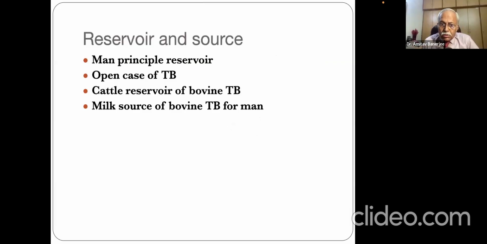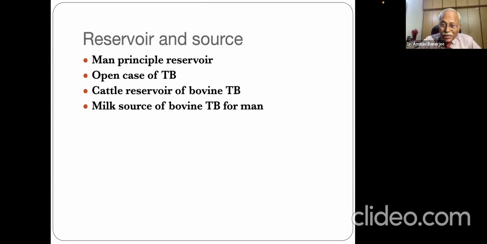Reservoir, that is the source: man is the principal reservoir. Open case of tuberculosis means the person who is coughing out mycobacterium, a positive case. They are known as open cases. That person is infective and he can infect about 10 to 15 others. In fact, they may not necessarily get the disease.